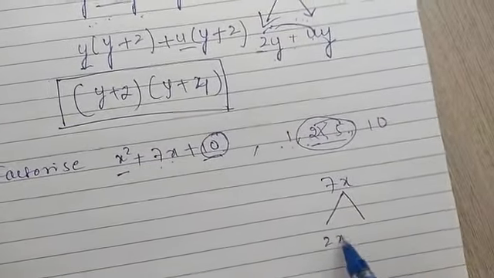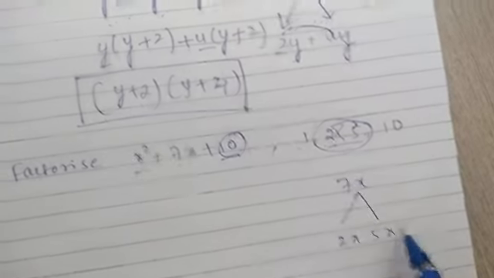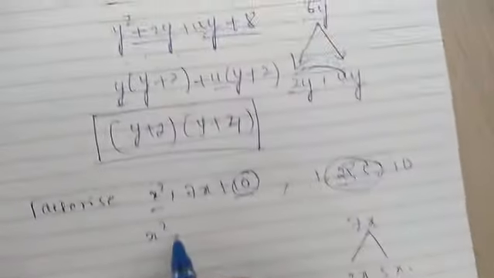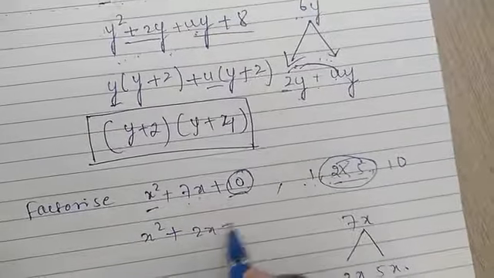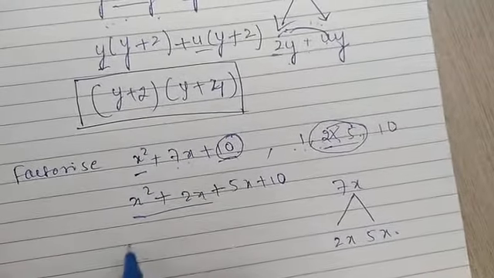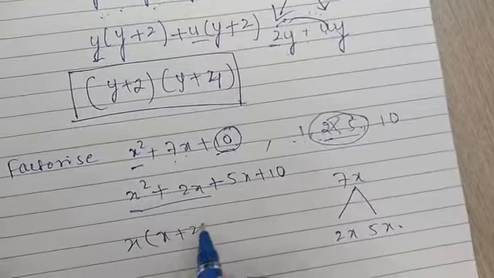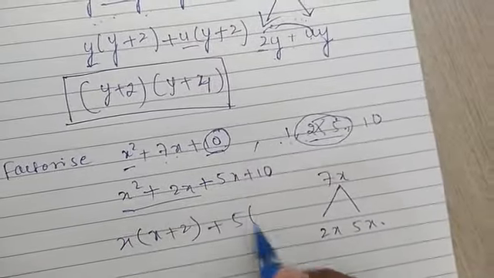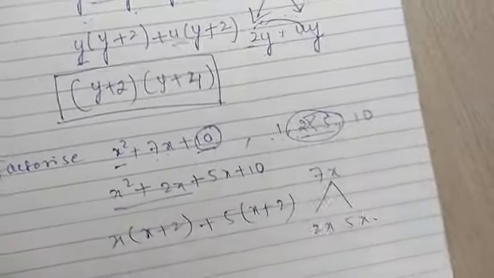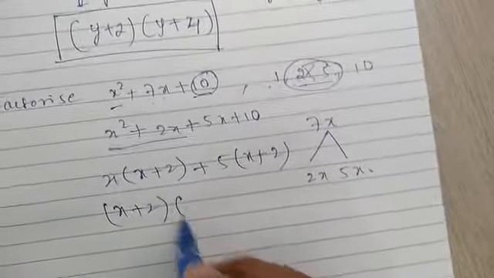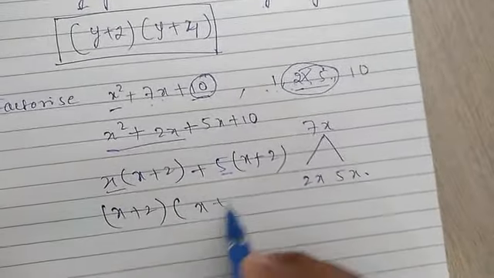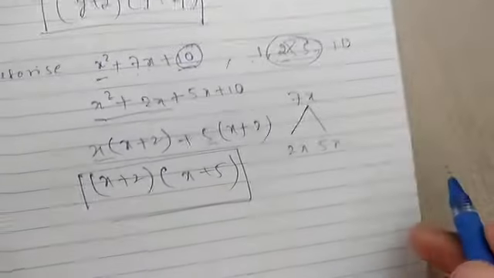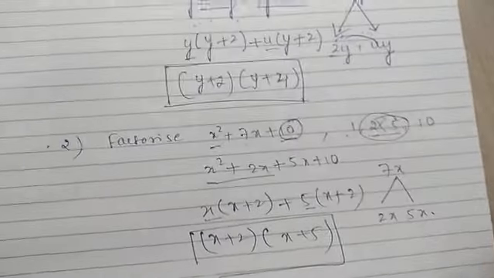Clear? Now the split of 7x is 2x and 5x. Understood? Now x square plus 2x plus 5x plus 10 as it is. Then what are the factors? X is common, so x plus 2 is one factor. Plus, from 5x, what is common? 5x plus, how many 5s are 10? 2 fives are 10. Clear? Then x plus 2 is common, and the remaining is x plus 5. These are the factors of the given polynomial. I hope you understood this clearly.